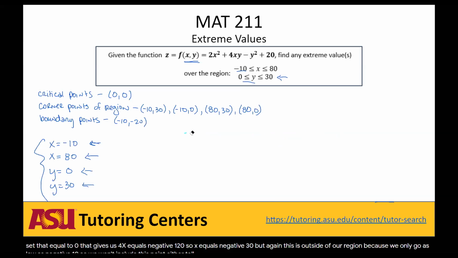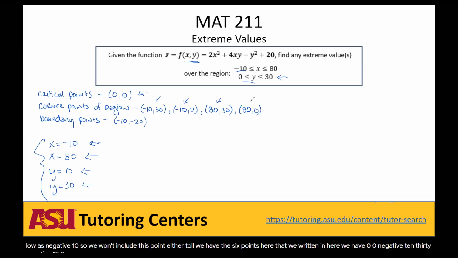So all told, we have the 6 points here that we've written in here. We have 0, 0, negative 10, 30, negative 10, 0, 80, 30, 80, 0, and negative 10, negative 20. And actually, negative 20 also doesn't belong in here because it is also not in our range. So let's look at our values of z at each of these 5 remaining points.